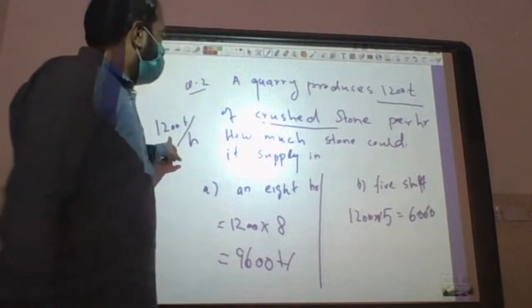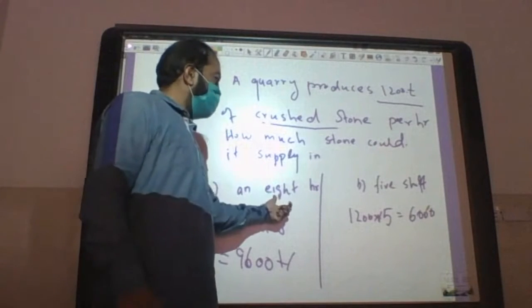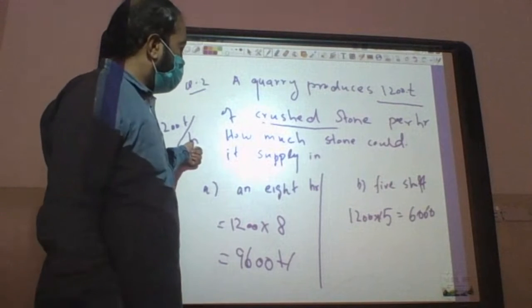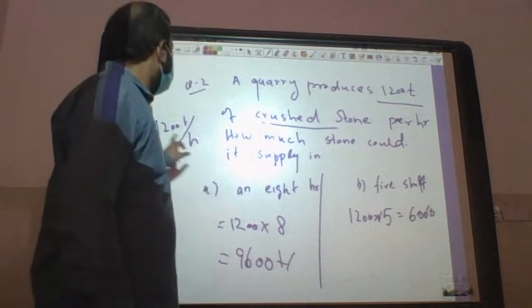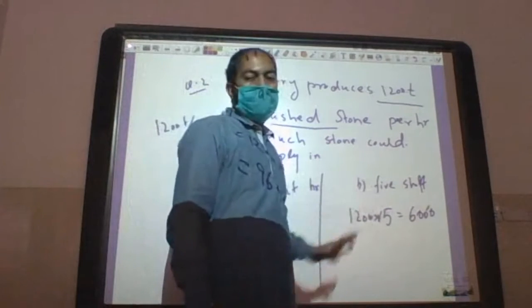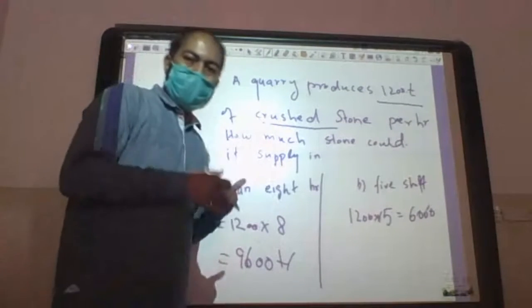Okay, so the rate is there, just in this, it is per hour, 1200 tons per hour. Then after 8 hours you will multiply this 1200. If it is after 5 hours, you will multiply with 5, because the rate already is there.